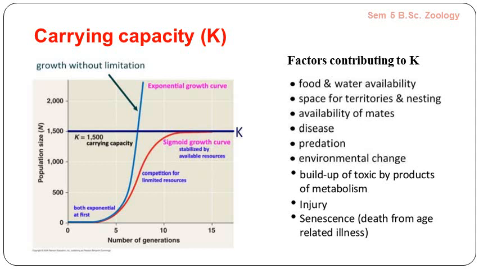Then injury or accidents. Then senescence, that is death from age-related illness. It is not other death, it is senescence. So all these are considered to be the factors which contribute to environmental resistance, and thus keep the population at the carrying capacity level.